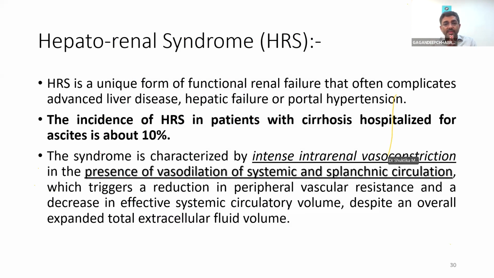Now we have hepatorenal syndrome. It's a functional renal failure, as it used to be defined, that often complicates advanced liver disease, hepatic failure, or portal hypertension. The incidence I have already told you, and this is what happens: an intense intrarenal vasoconstriction in the presence of vasodilatation of the systemic and splanchnic circulation, which we had discussed in our pathophysiology slides. The splanchnic circulation is dilated, but the intrarenal vasoconstriction is occurring. So there's a decrease in effective systemic circulatory volume despite an overall expanded total extracellular volume. This is very important to note: effective circulatory volume is less in spite of an overall total extracellular fluid volume.